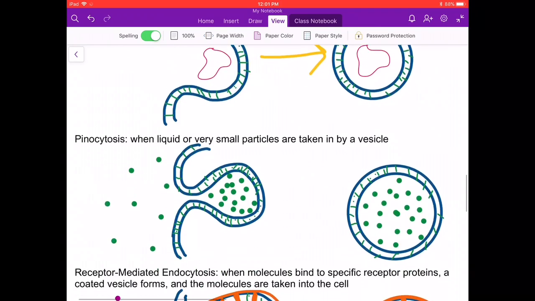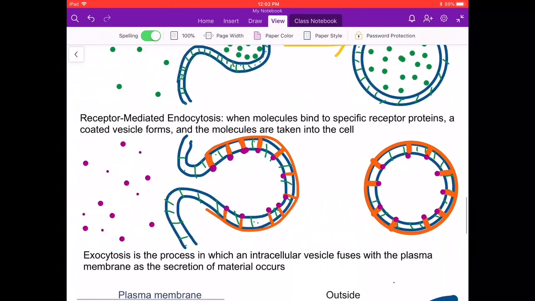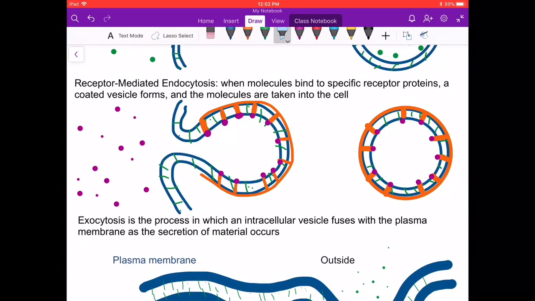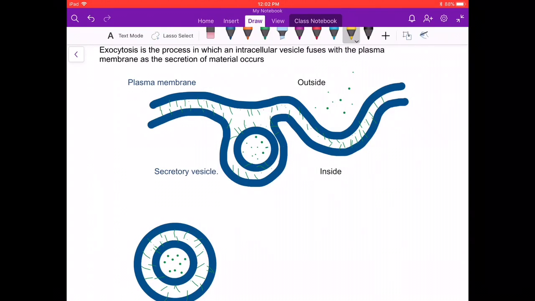The second one is pinocytosis. Pinocytosis occurs when liquids or very small particles are taken in by a vesicle. The third one is receptor-mediated endocytosis. Receptor-mediated endocytosis occurs when molecules bind to specific receptor proteins, a coated vesicle forms, and the molecules are taken in by the cell. The second type of bulk transport is exocytosis.